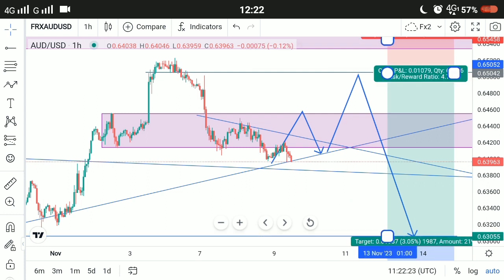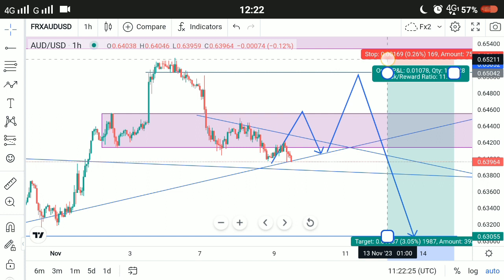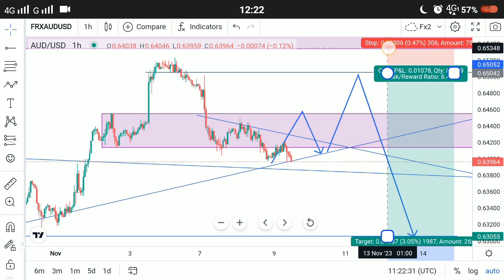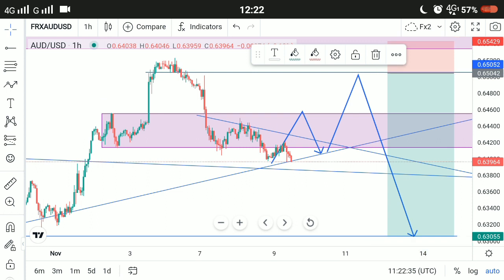Stop loss will be above. Normally my stop loss should be above the highest candle, the highest high, but I will drive my stop loss to that order block level, giving me a nice 1 to 5 risk to reward. You can see making this in higher time frame.